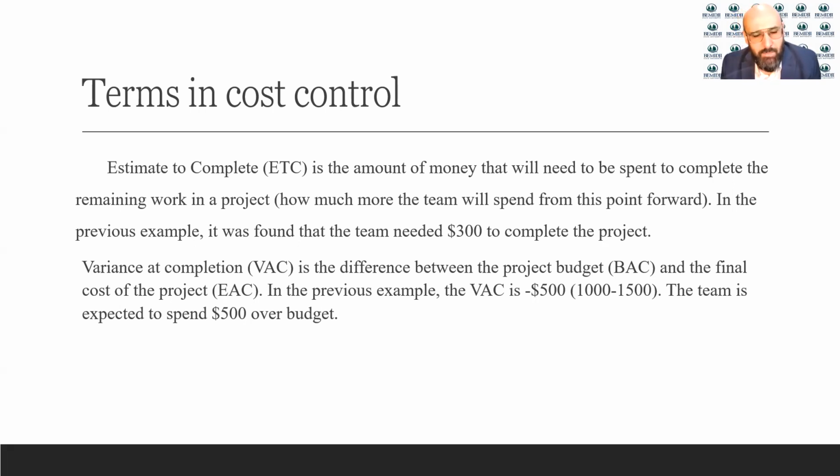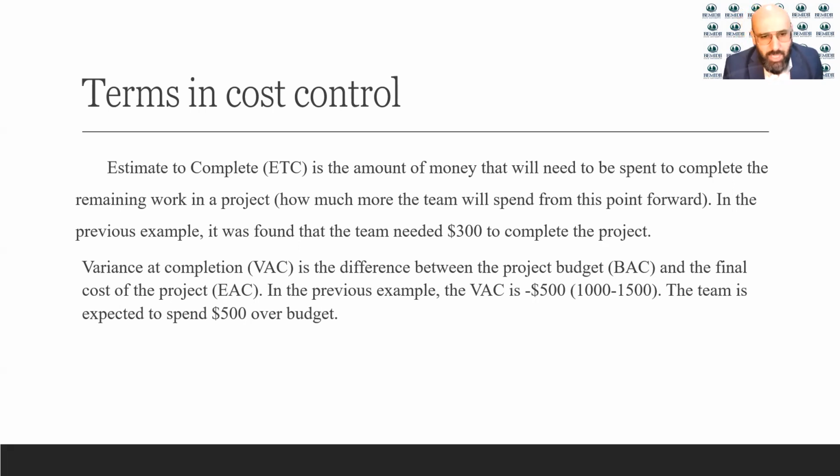In the previous example, it was found that the team needed $300 to complete the project. For example, that's what the ETC would be, $300, because we know that the team estimated that they need another $300 to finish that project.